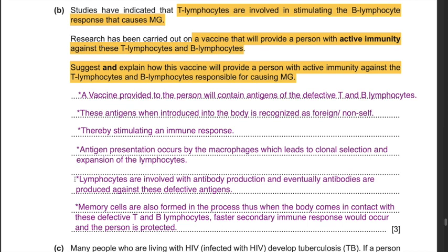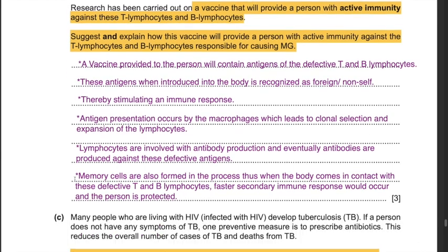Thus, when the body comes in contact with these defective T and B lymphocytes again, there will be a faster secondary immune response, and the person is protected from these B and T lymphocytes that can cause myasthenia gravis. Thus, that is how you suggest and explain the process, earning you your full 3 marks.